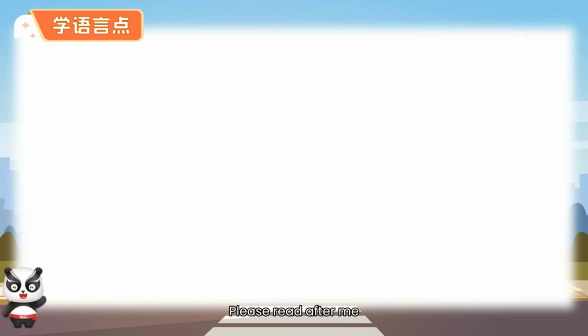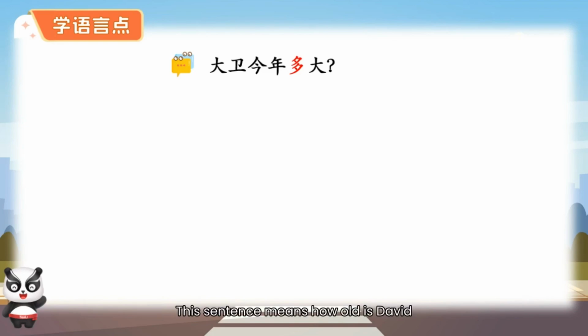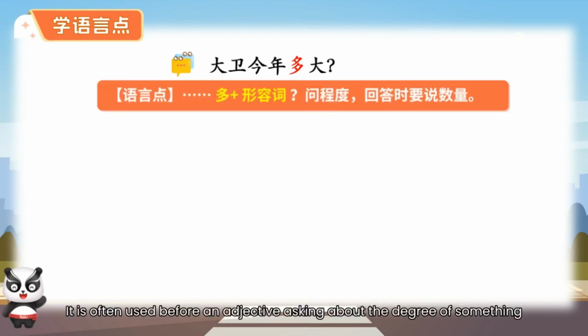Please read after me. 大卫今年多大？ This sentence means how old is David? 多 is an interactive pronoun. It is often used before an adjective asking about the degree of something. A specific quantity should be given to answer the question.